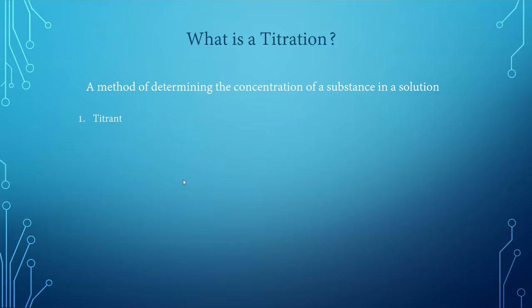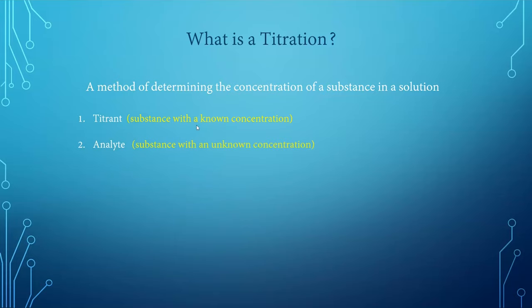There's a few terms that you should know. A titrant is the known substance. When we carry out a titration, we have to have one substance that has a known concentration. We will add that to a substance that has an unknown concentration, and that is known as the analyte. That's the thing we're trying to analyze.